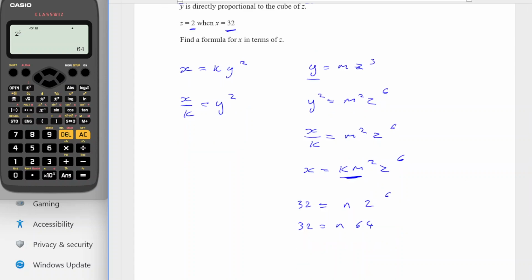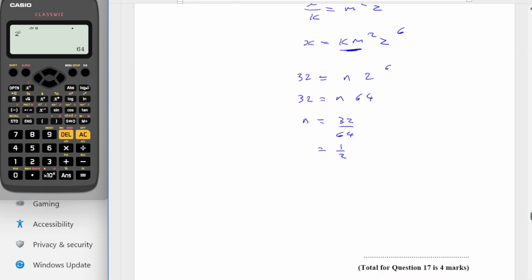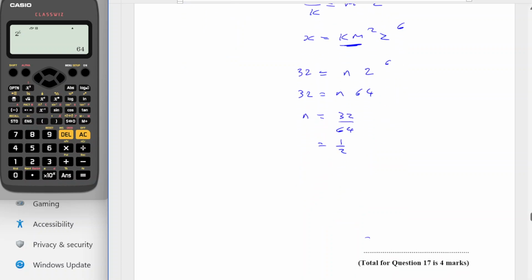So n is going to be equal to 32 over 64, the other way around. So it's going to be equal to a half. So I can now say that my actual formula is going to be x is equal to a half of z to the power 6. Yeah, that would work.